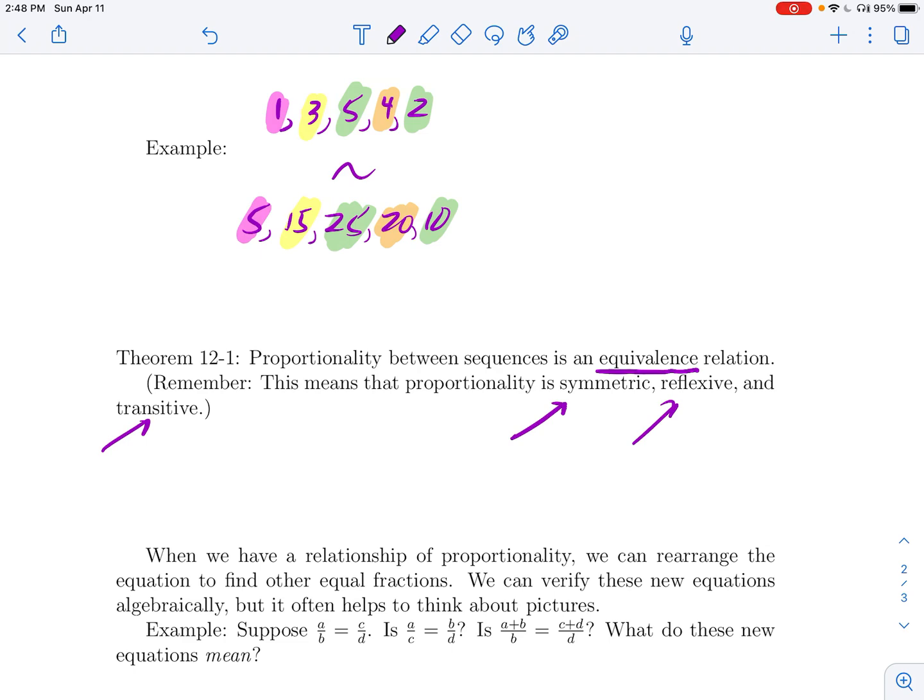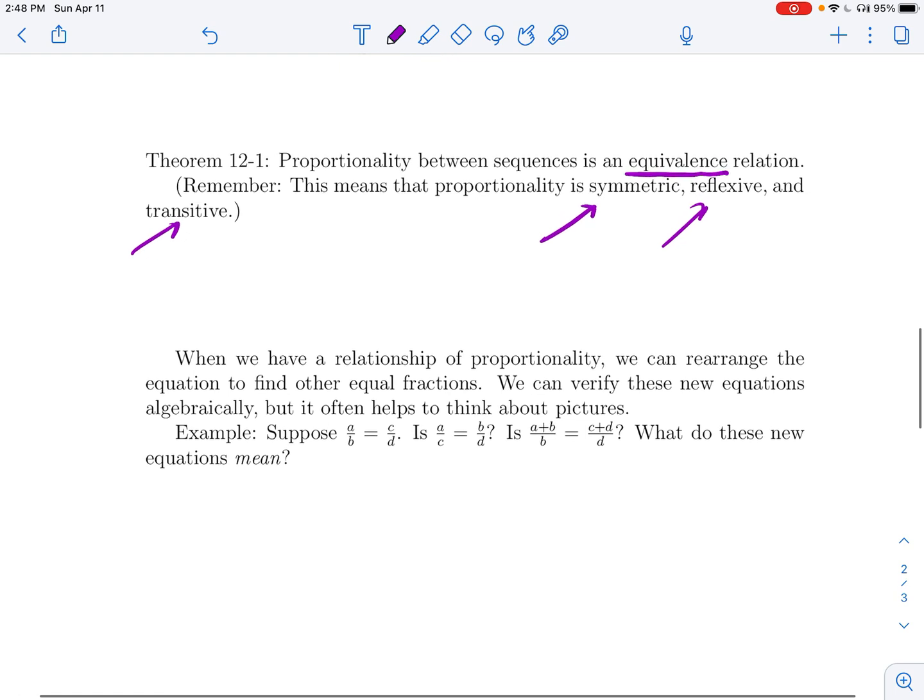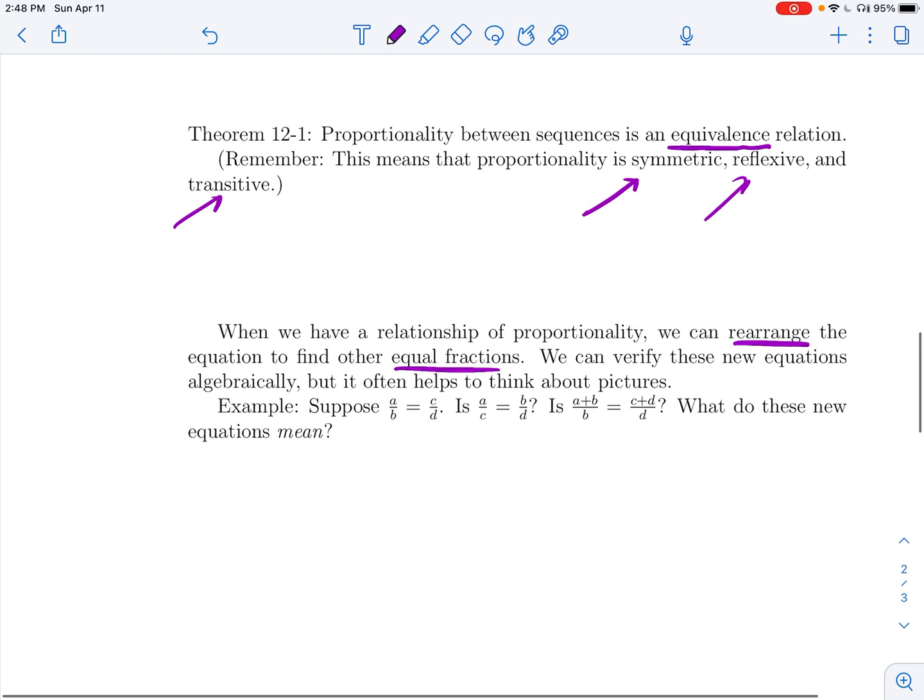Now, the really key thing is once we have a relationship of proportionality, we can rearrange that to find other equal fractions. So proportionality can be expressed in a lot of different ways. That's what I want you to kind of get out of this.